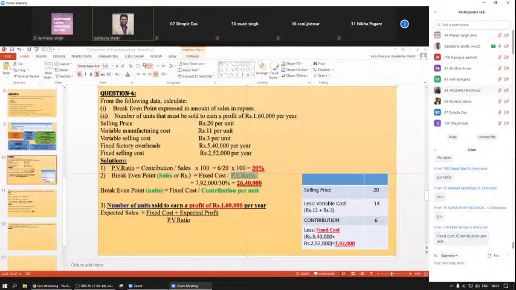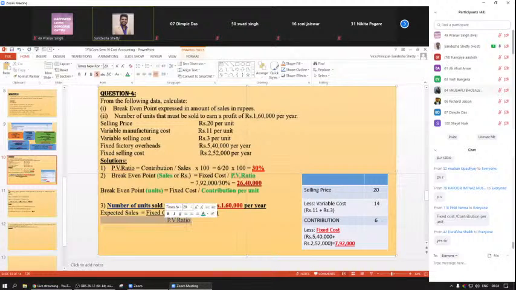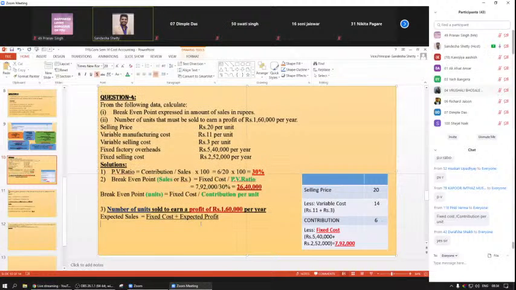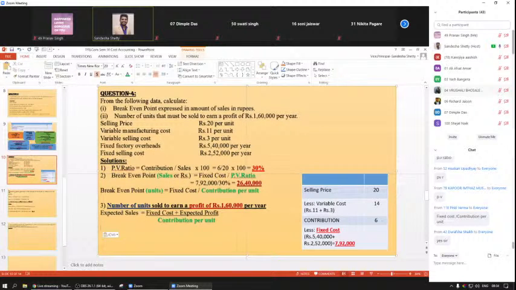Is it correct, students? So now they have asked units. So I cannot take PV ratio. So some modification will be there, like contribution per unit will be the answer. Because number of units है तो contribution per unit will be the answer. Please remember. खाली color को अच्छे से पढ़ लो.